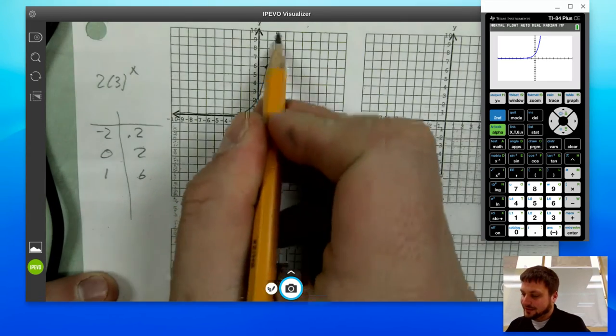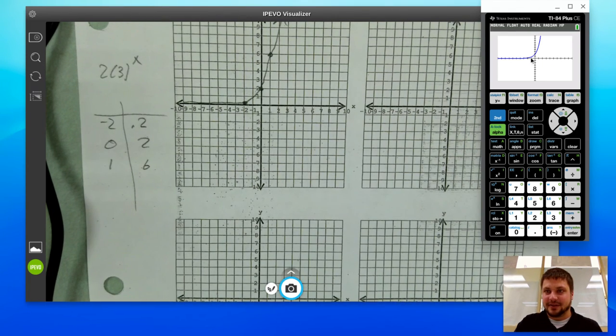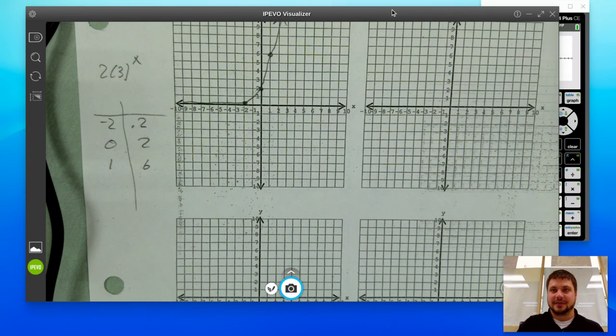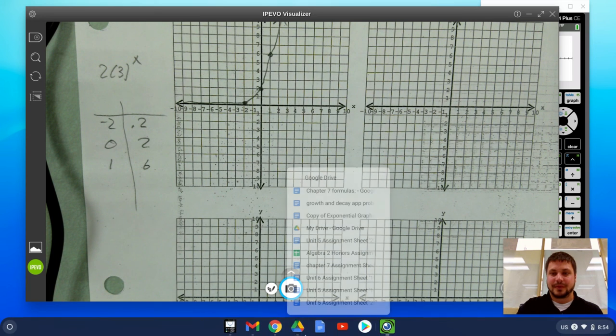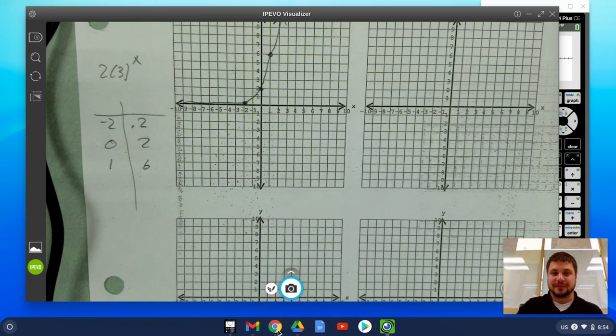Now notice how my graph on my calculator got close to this asymptote, but never crossed. Okay, and so does this. If you draw this graph crossing the x-axis, then your graph, of course, is wrong. Okay. All right, that's all I got for you today. We will move on as quickly as we can here through chapter 7. All right.